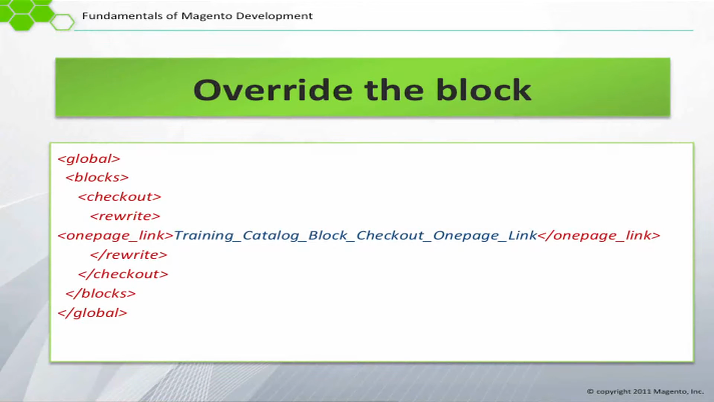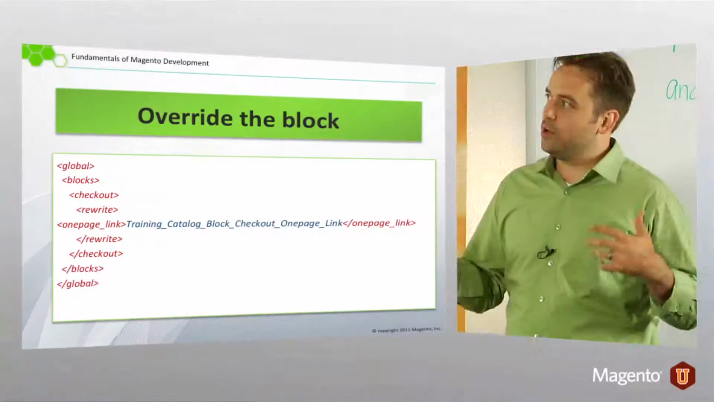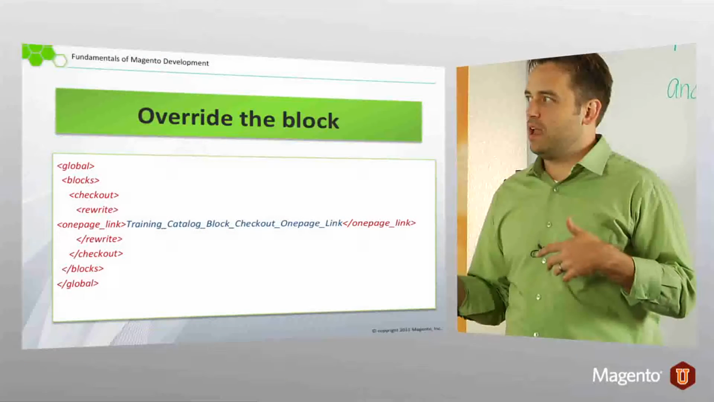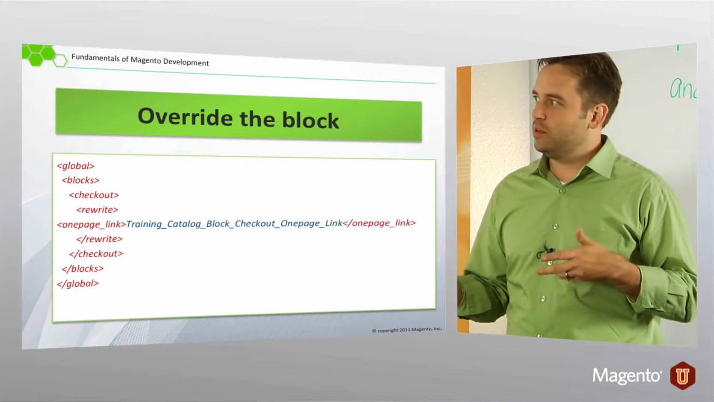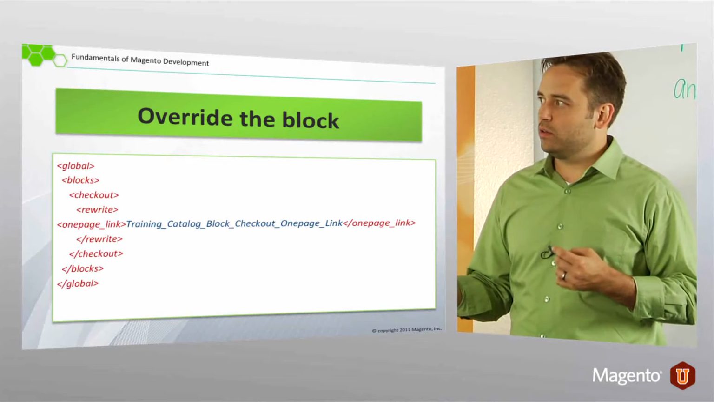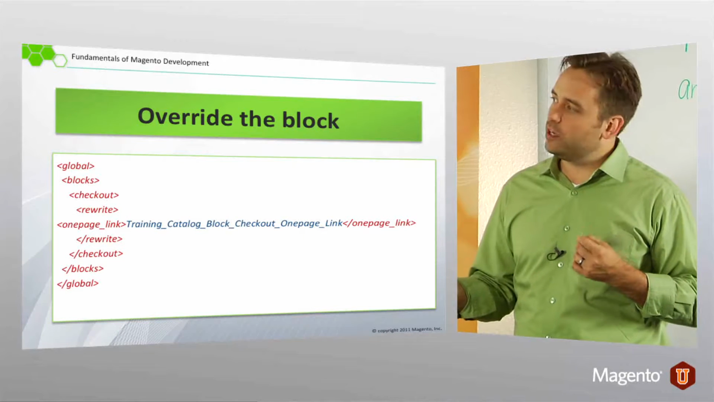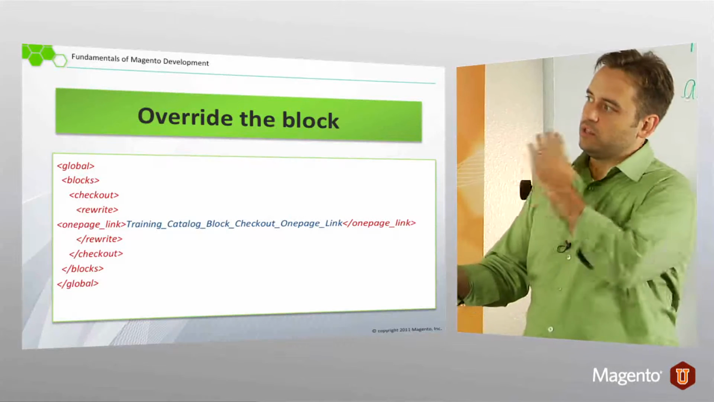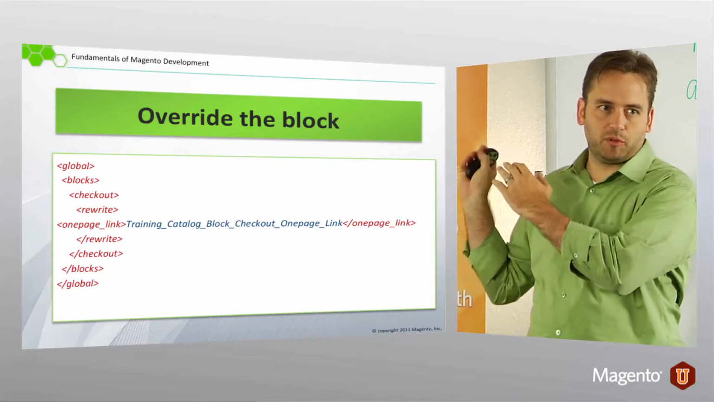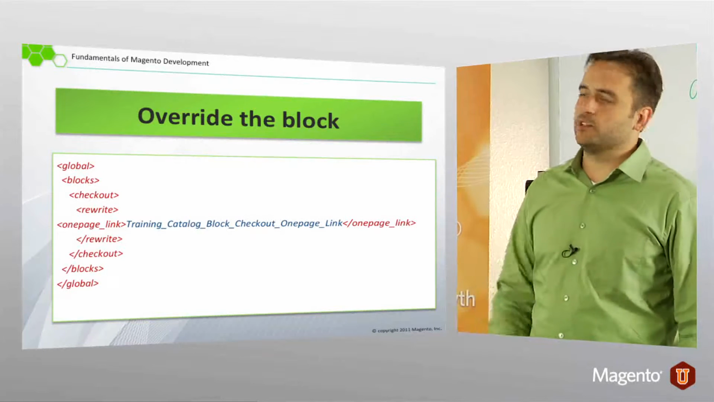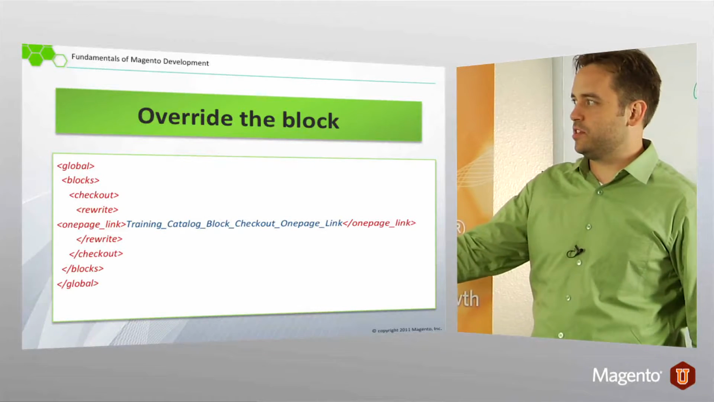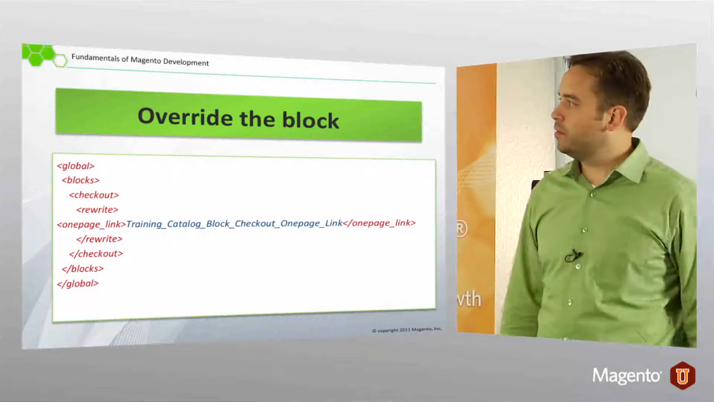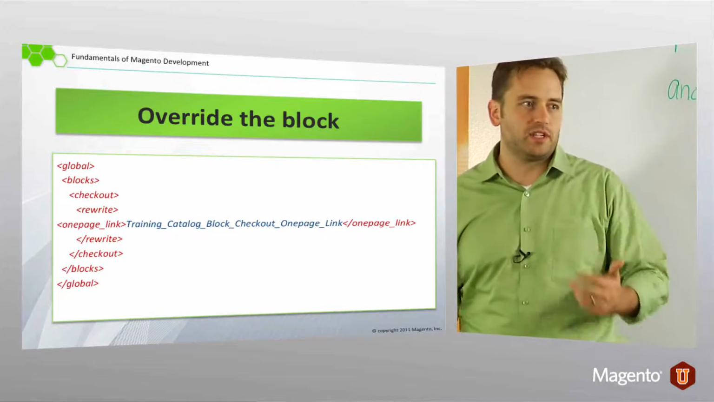Now, jumping away for a second, overriding a block, similar to how we override models. So we have global blocks, so config global blocks, and then we specify the class group name. We want to put our information into this rewrite node here. So rewrite, and then, so this would be checkout / one-page link. If that were the block that were being created, this is what we would be passing in, and we just pass in a full path to our class. We really pass in our class name. Okay?